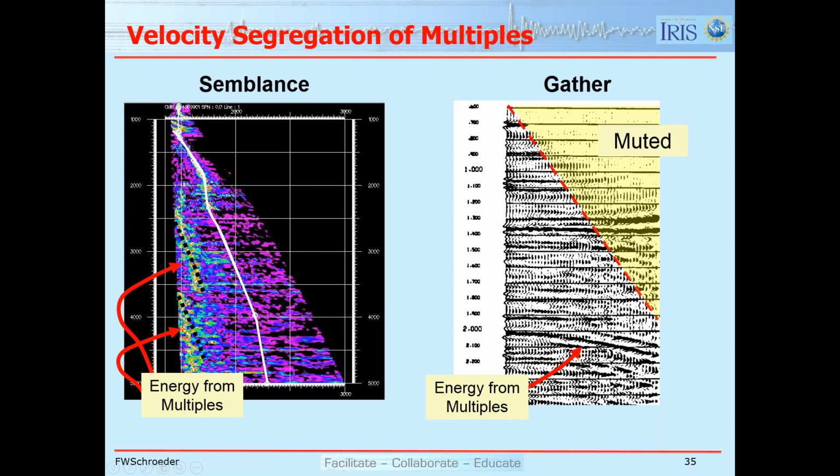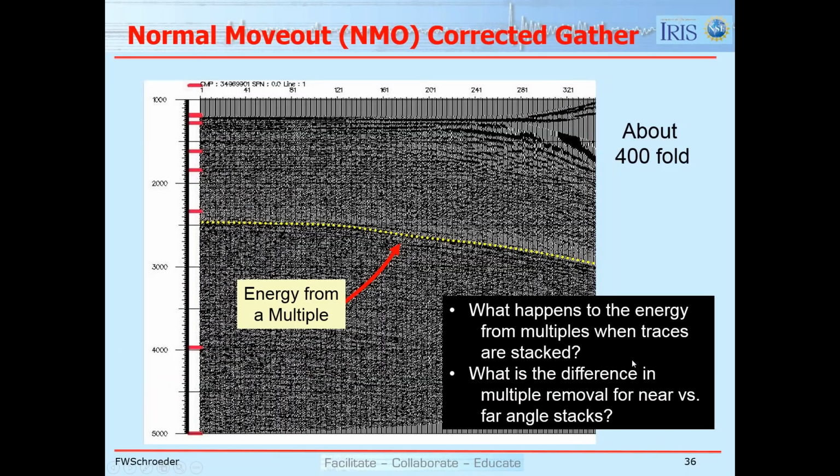So here we have a gather. Here a mute has been applied. It's been flattened. And here we have something that's still hyperbolic. That is multiple energy. And so when we stack the data, summing all of these traces, and maybe there's 40 traces there, because this is dipping, when we sum it all or do the stack, that multiple energy will cancel out quite nicely.